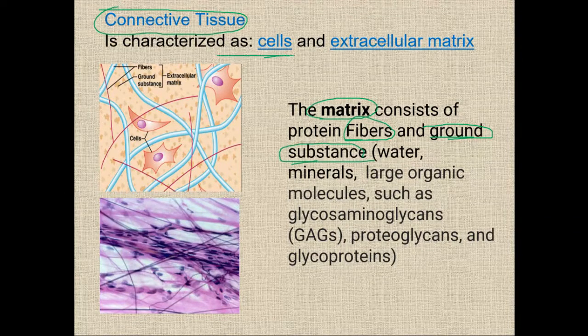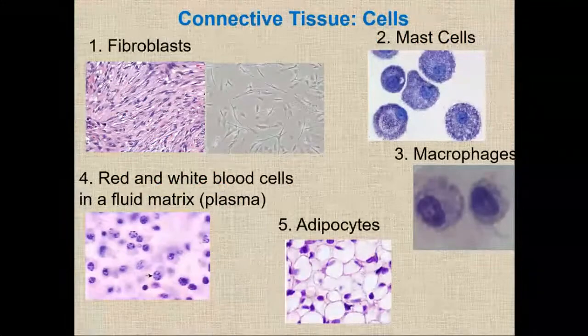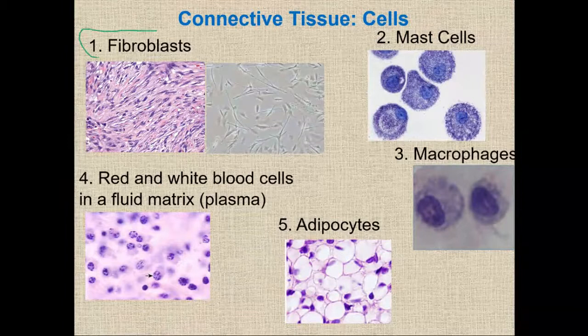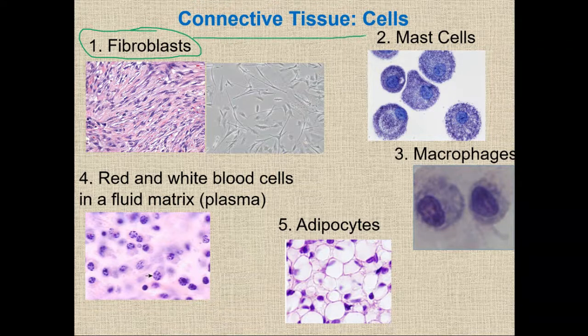Let's take a look at the various cells as well as the various types of fibers that are present in connective tissue. Fibroblast is the predominant type of cell. And of course, when it comes to specific types of connective tissue, such as bone and cartilage, there are specific cells there that I didn't present here because they are unique. You should know about those cells because we talked about them when we talked about cartilage and bone, and we're going to recall them.